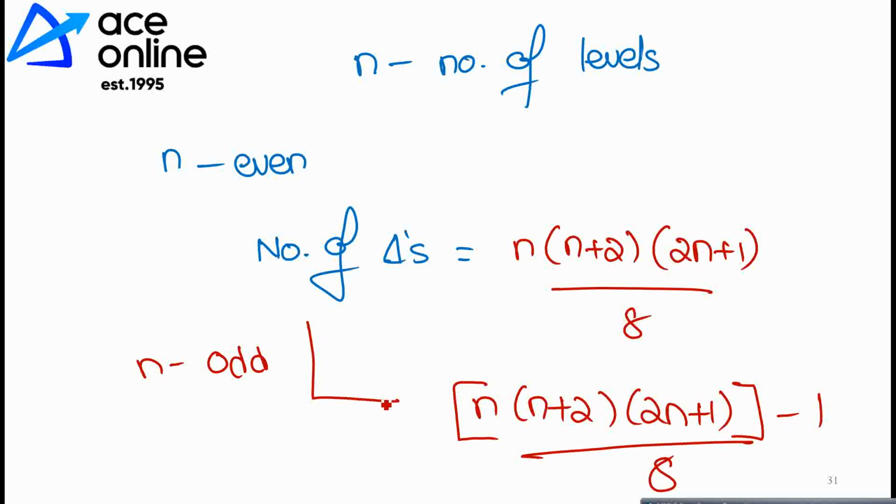These are the number of triangles in two situations. First one is when n is even, second one is when n is an odd number. See, it's very easy to remember. You people know the sum of squares of natural numbers. What is the sum of squares of natural numbers? n into n plus 1 into 2n plus 1 divided by 6. There it is n plus 1, here n plus 2. There divided by 6, here divided by 8. That change is there.